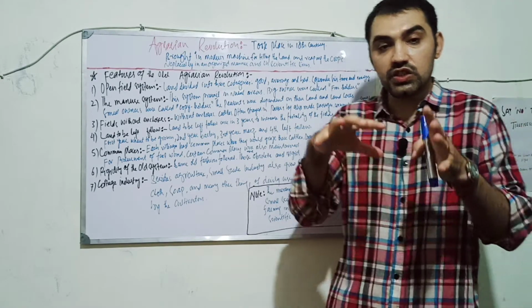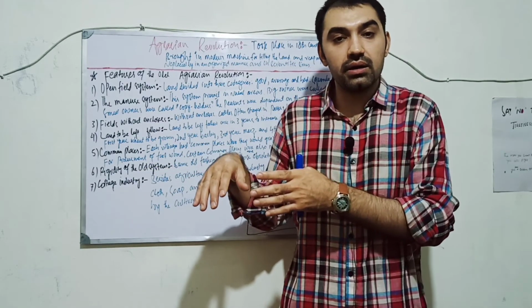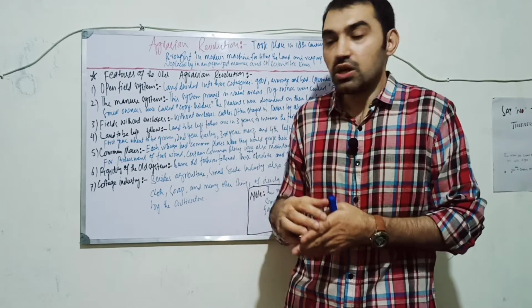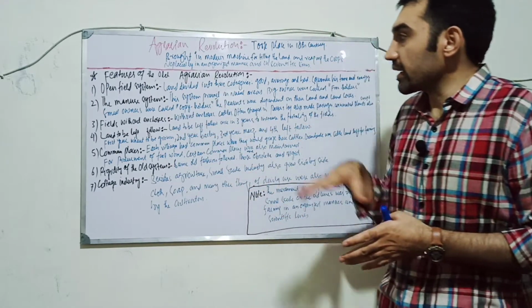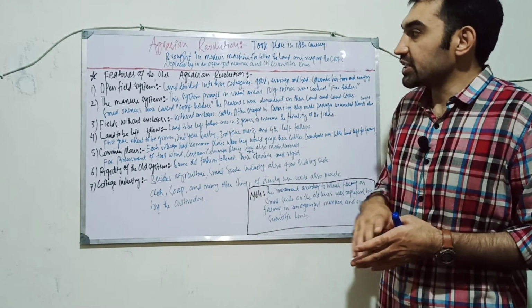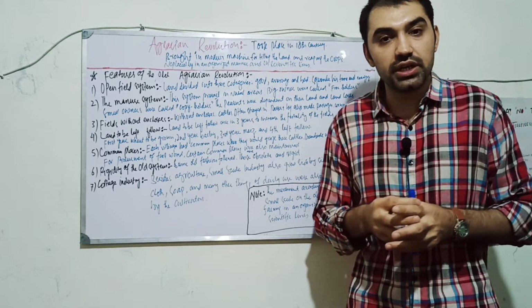So this small industry also took place beside the old agriculture system. So this is all about the agricultural revolution. In this lecture, we talked about the basic features of the old agrarian revolution.